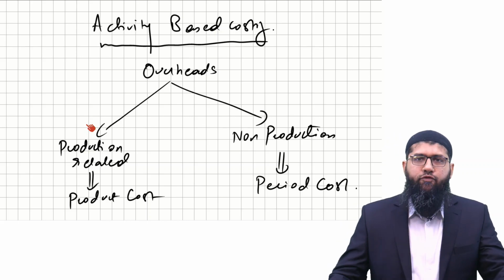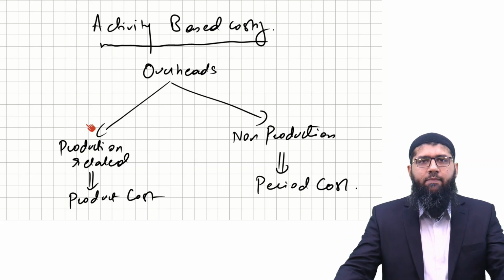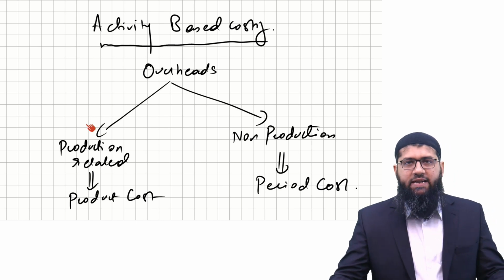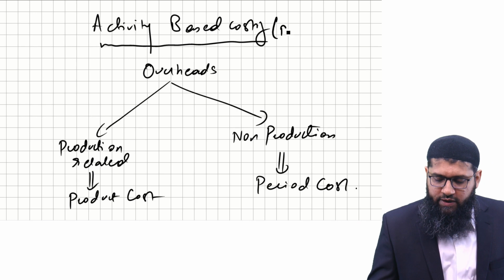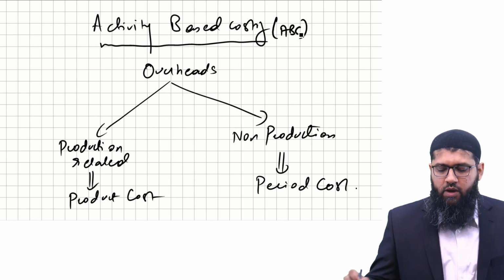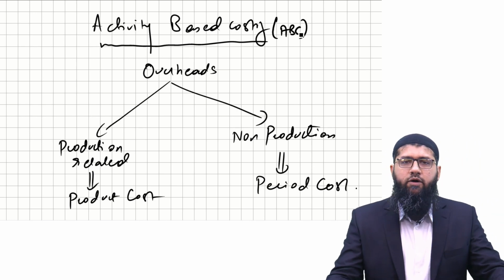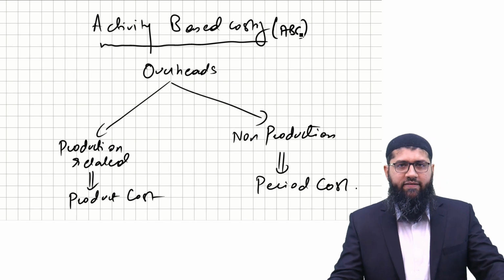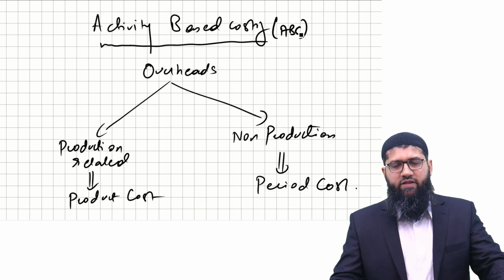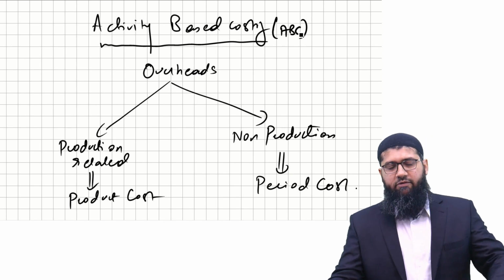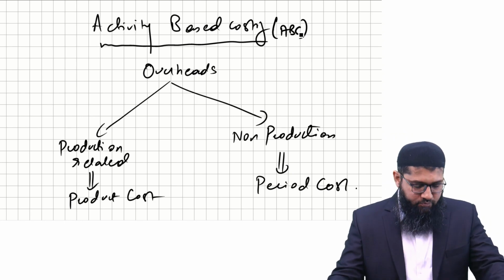Okay, so we now move on to activity-based costing, which in short form is also known as ABC. Let's have a bit of a discussion about activity-based costing: what exactly is the background to it, and what is its significance for this paper.